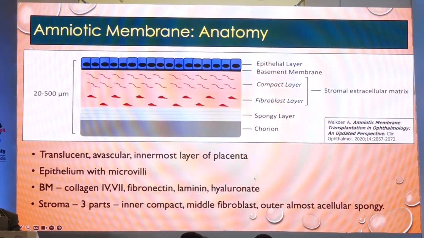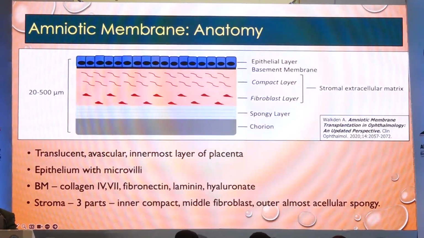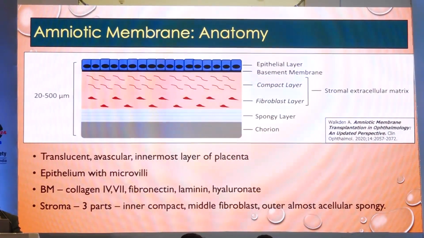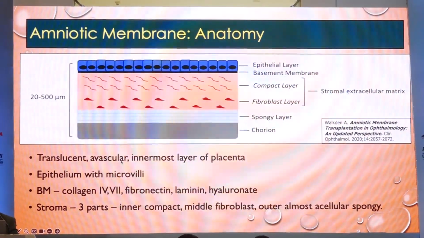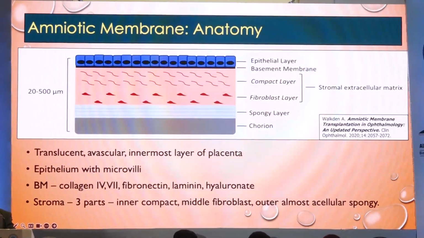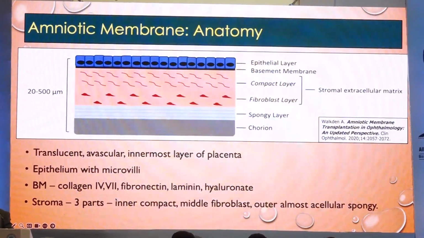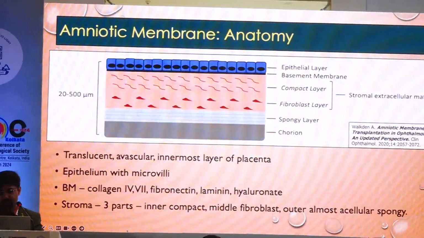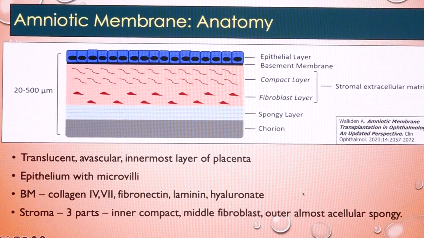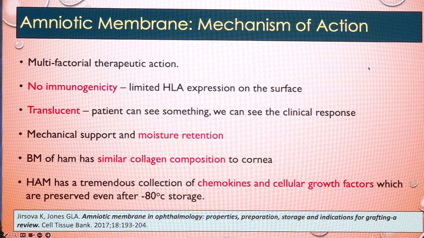The other features would be that it is translucent. So even with an amniotic membrane on, you can see what is going on underneath it, which allows you to have some clinical evaluation. It is avascular, and it is taken from the innermost layer of the placenta. The basement membrane again has structures similar to the corneal basement membrane: collagen 4-7, fibronectin, laminin, and hyaluronate. Then the stroma has three parts: the compact layer, middle fibroblast, and the outermost acellular layer. Then that goes to the anatomy.